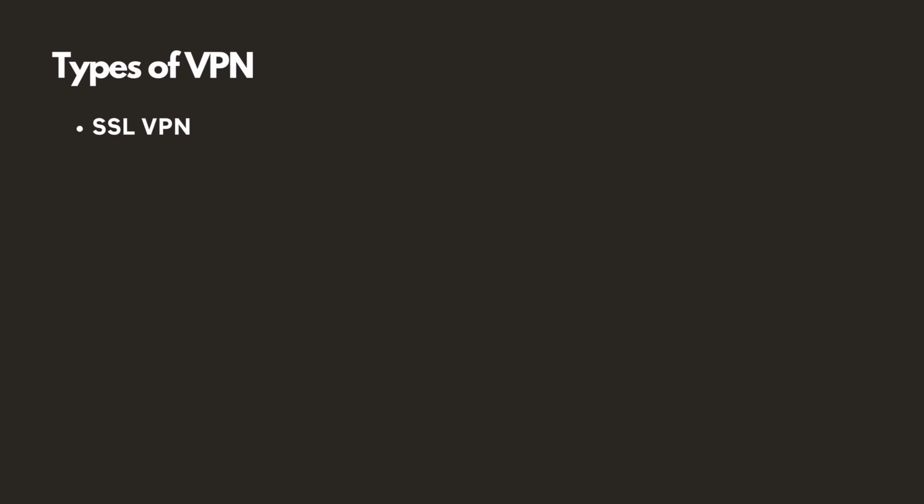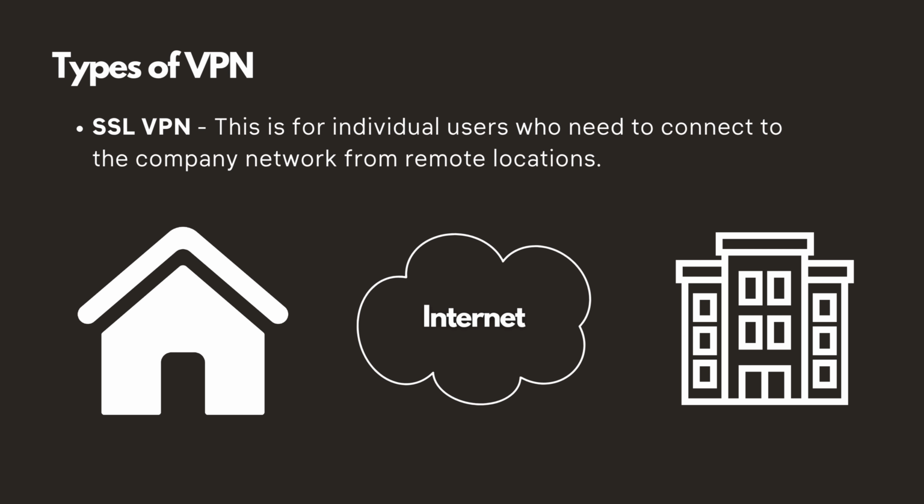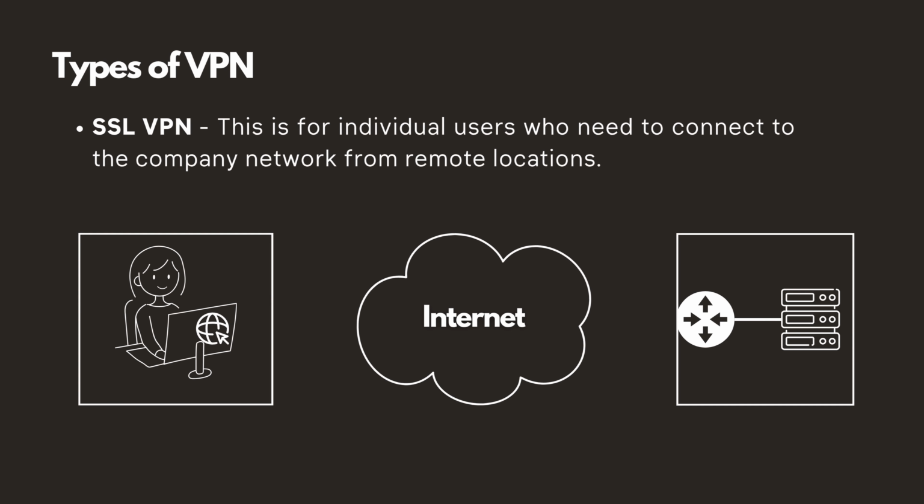SSL VPN, also known as Remote Access VPN. This is for individual users who need to connect to the company network from remote locations. This is used when you're working from home and need to access company files securely. How does SSL VPN work? First, you open your web browser or VPN client. Then you authenticate with your username and password. An encrypted tunnel is created between your device and the company network.